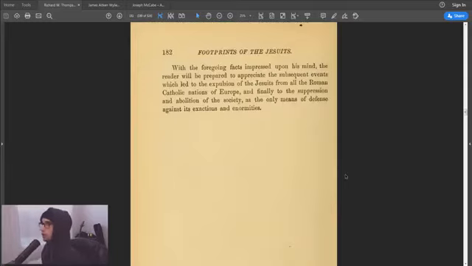That's what Yao says. With the foregoing facts impressed upon his mind, the reader will be prepared to appreciate the subsequent events which led to the expulsion of the Jesuits from the Roman Catholic nations of Europe, and finally to the suppression and abolition of the society as the only means of defense against its exactions and enormities.